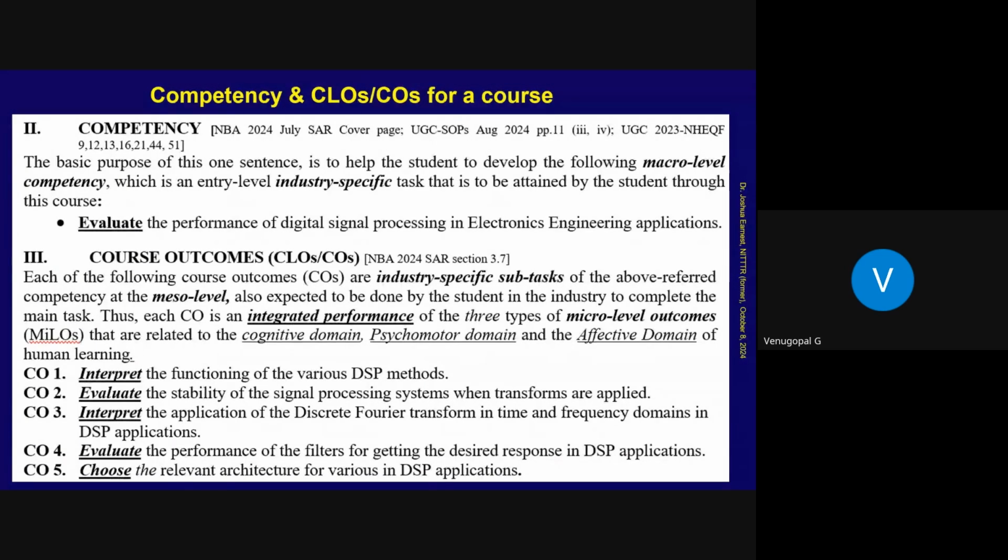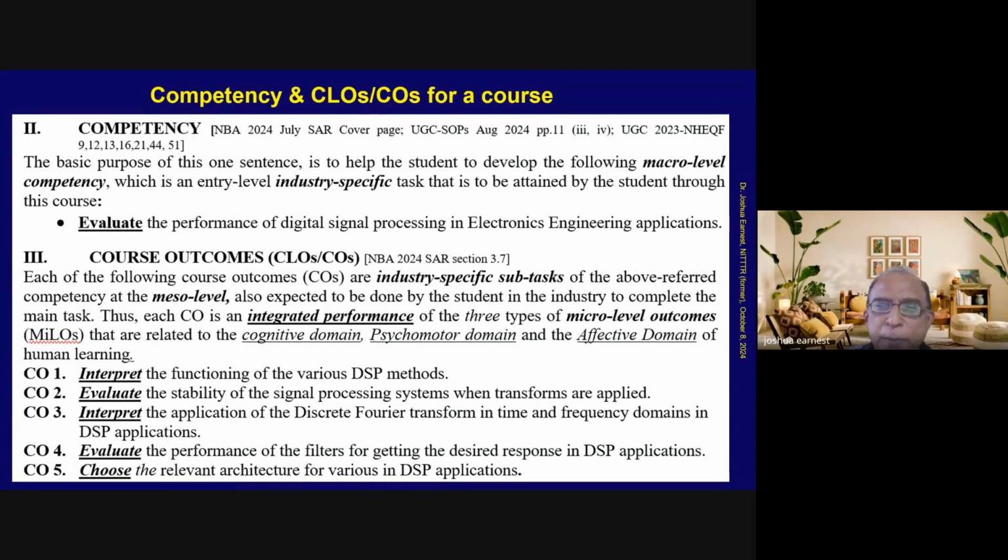Engineering Physics 1 course will be there. Engineering physics, yesterday I displayed it. Didn't you see that? Yesterday I displayed that competency in a different way: use the principles of physics to solve complex engineering problems.